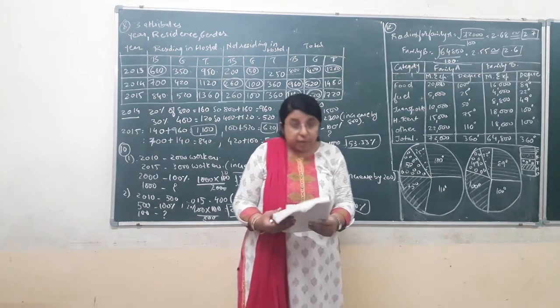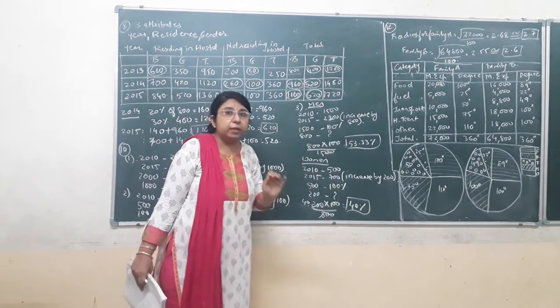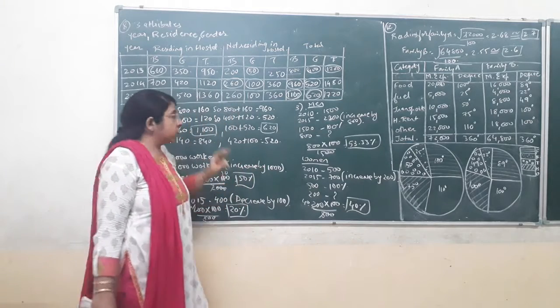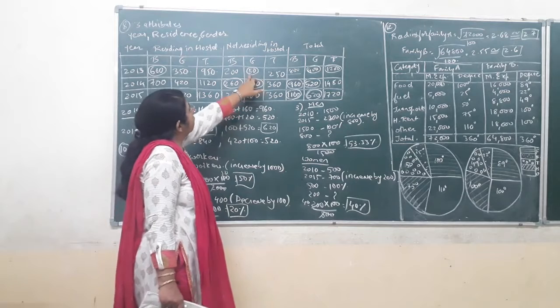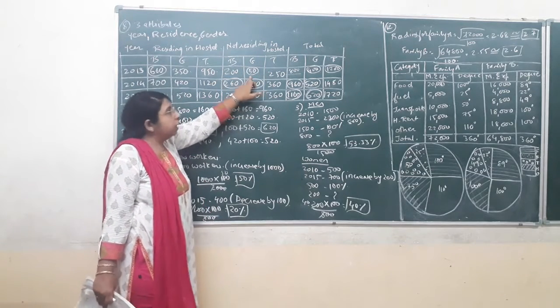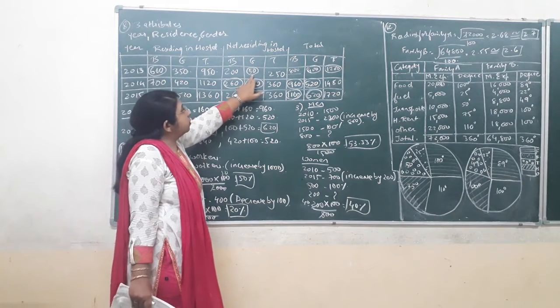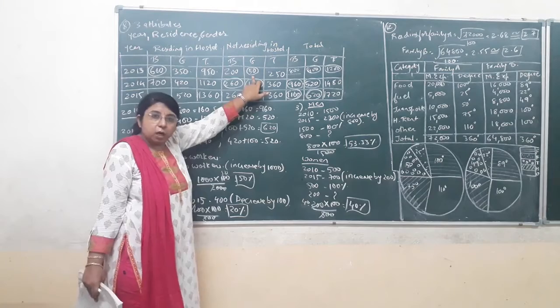Girls were not residing in hostel. Out of total 400 girls, 50 girls were not residing in hostel in the same year, that is year 2013. So you can see in the column of not residing in hostel girls, I have written 50. So 50 girls are not residing in hostel. Again I have drawn a circle because this value is given in the question.